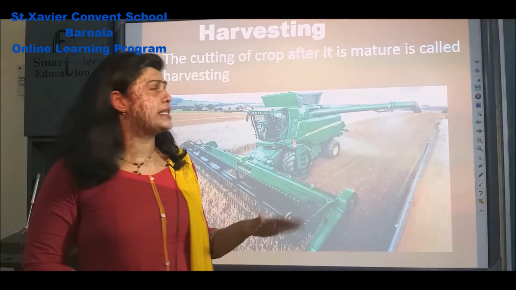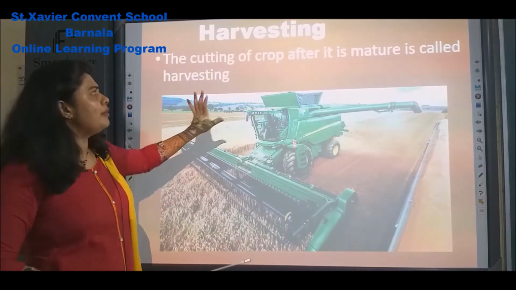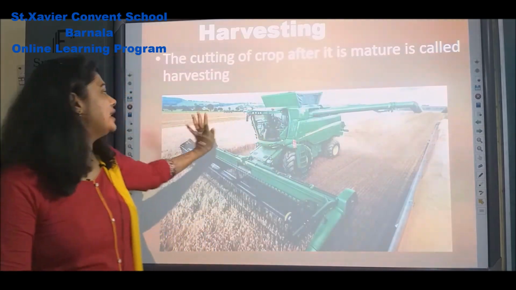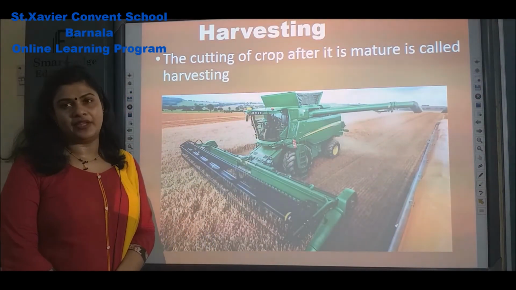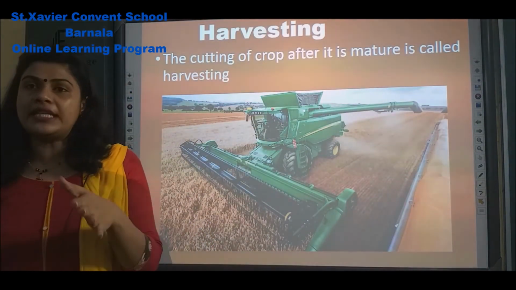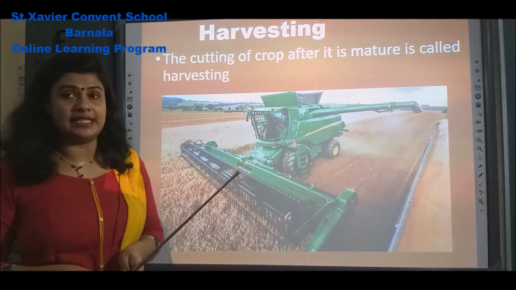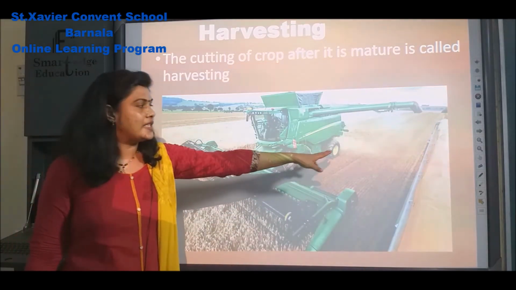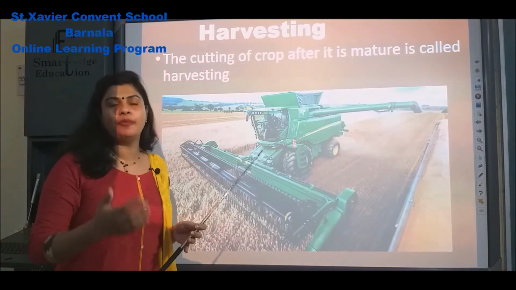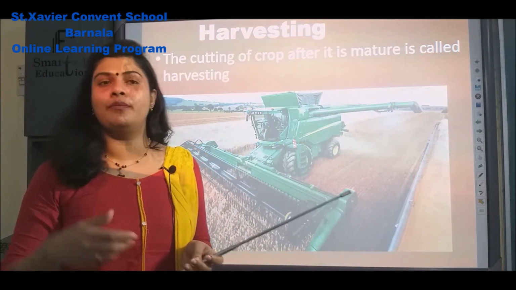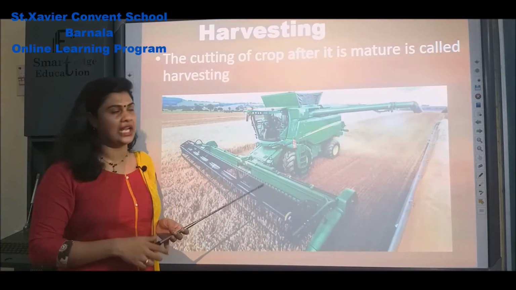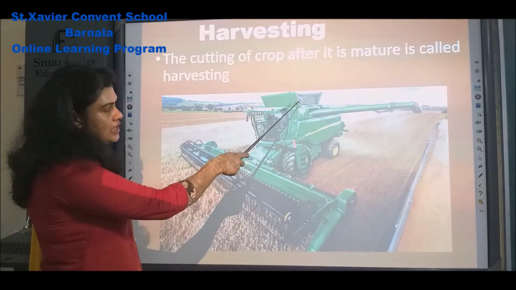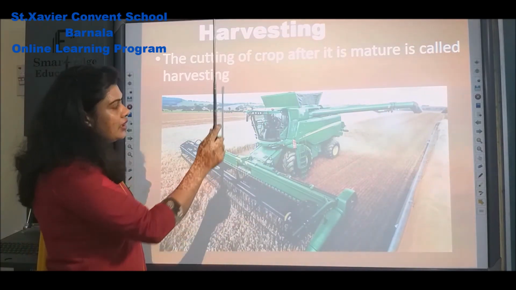Next we are going to discuss harvesting. So what do you mean by harvesting? The cutting of crop after it is mature. That is called harvesting. Cutting of crop when it is mature. That is known as harvesting. In this figure you can see a machinery for harvesting this crop. In our place, harvesting is done either manually or by using machinery. In this figure you can see machinery cutting these crops, and these are stored inside this machinery.